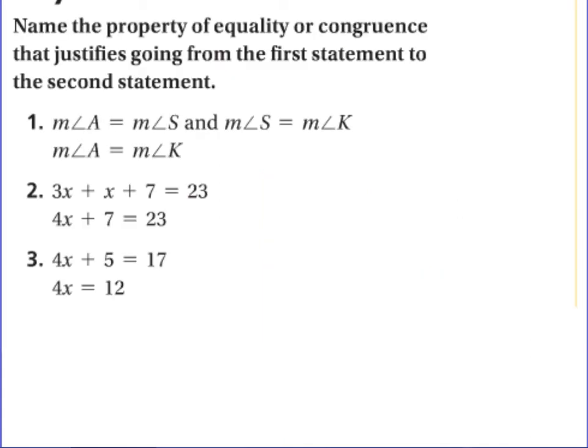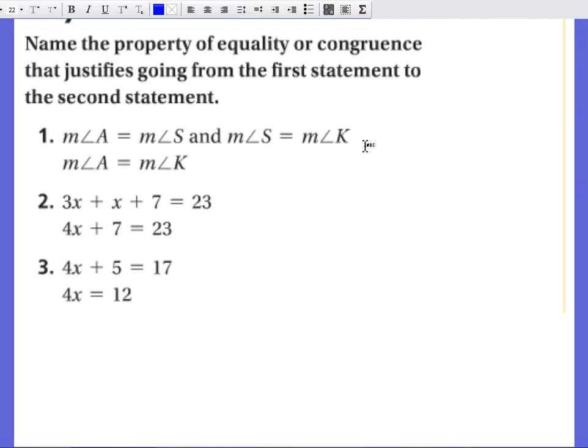Alright, some examples. We're just going to say which property we used. If you want to pause and try them on your own first, that's fine. If you want to do these with me, that's fine as well. Here we go. The measurement of angle A equals the measurement of angle S, and the measurement of angle S equals the measurement of angle K. Which property does that remind you of? I sure hope you said transitivity, because we have some repetition here. It goes from S to S, so you get rid of that. So this is the transitive property.